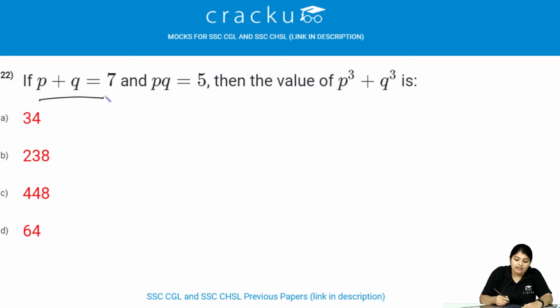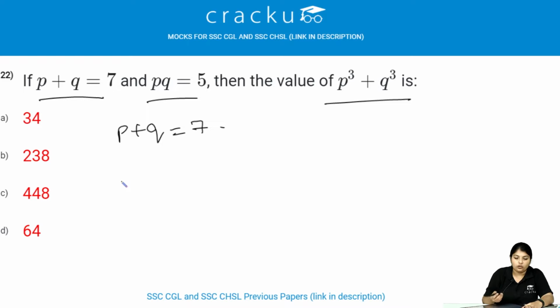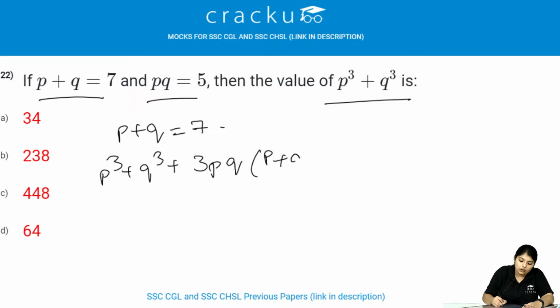P plus Q is 7, PQ is 5, and find the value of P cube plus Q cube. Again algebra, it's very easy. See. P cube plus Q cube they are asking. P plus Q is equal to 7. Cubing on both sides, that is P cube plus Q cube plus 3PQ into P plus Q is equal to 7 sevens are 49 and 49 into 7 is 343.